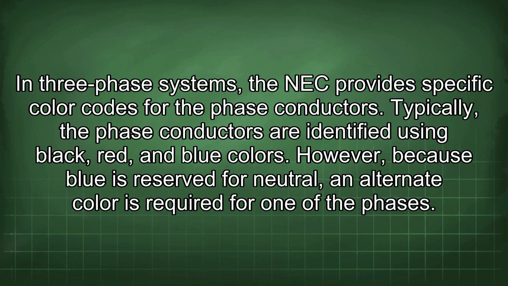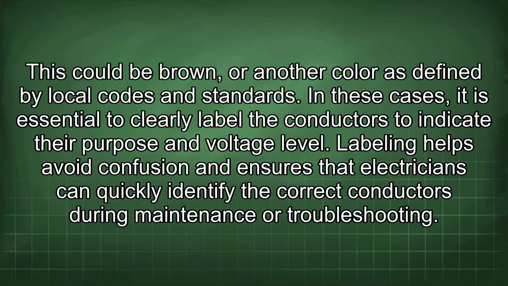In three-phase systems, the NEC provides specific color codes for the phase conductors. Typically, the phase conductors are identified using black, red, and blue colors. However, because blue is reserved for neutral, an alternate color is required for one of the phases. This could be brown or another color as defined by local codes and standards.